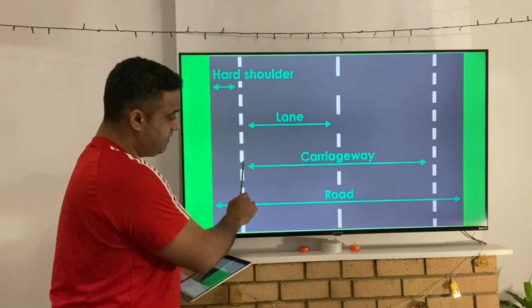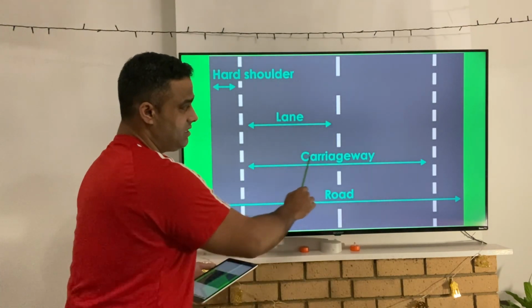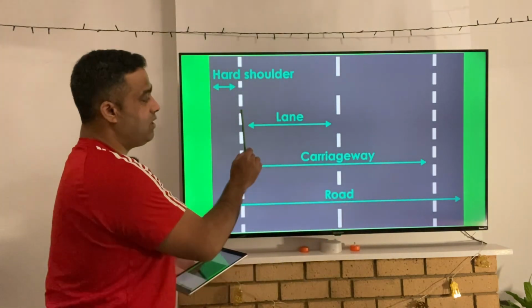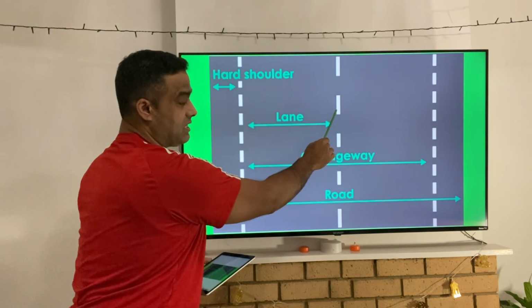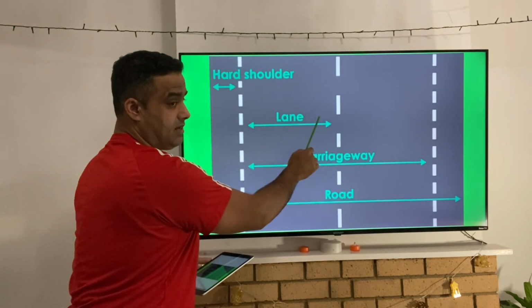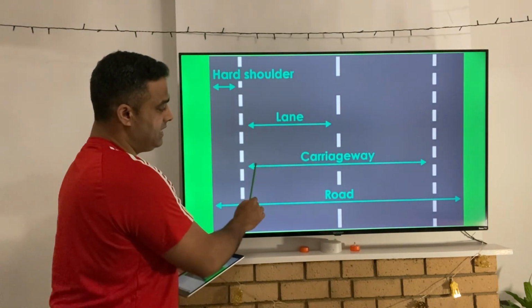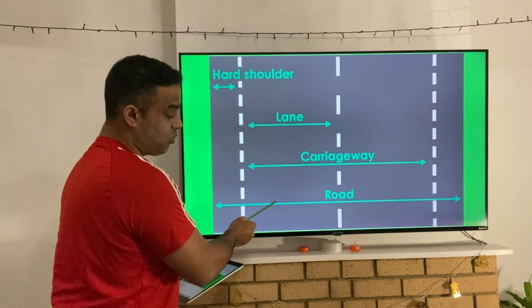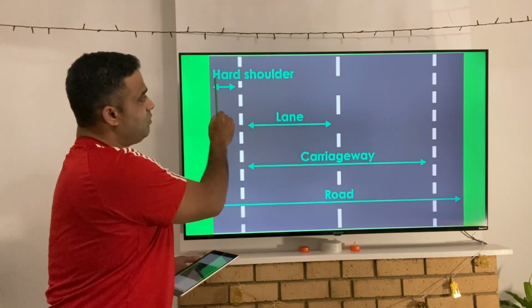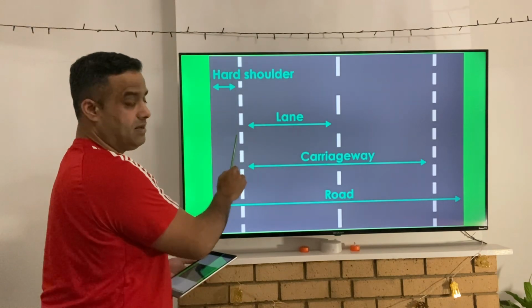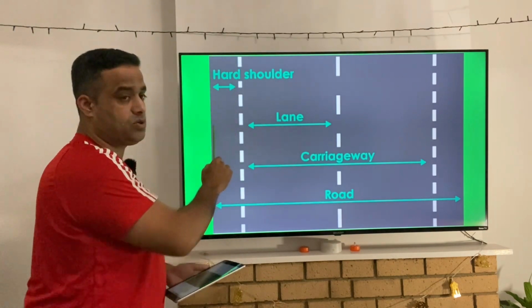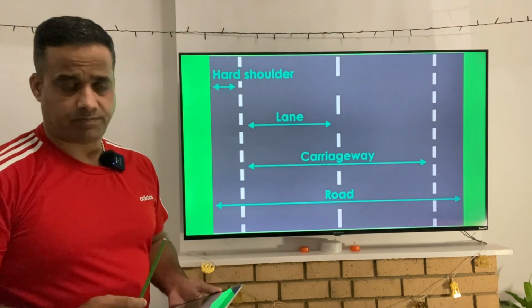Wherever you drive between the lanes, this is the main carriageway, okay? And what is lane? The lane is one line to the second line. This is lane. So lane, carriageway, and road, okay? And this is obviously the hard shoulder, near to the curb and this line. Mostly you find the hard shoulder on motorways.